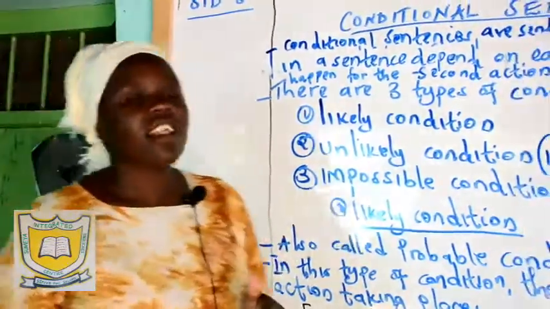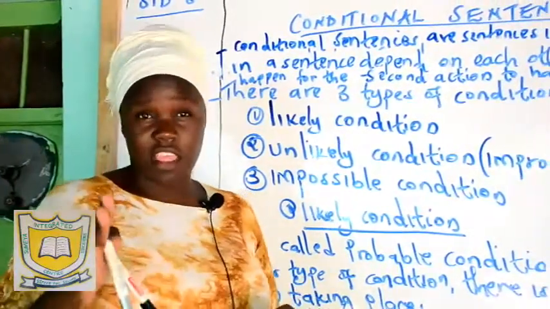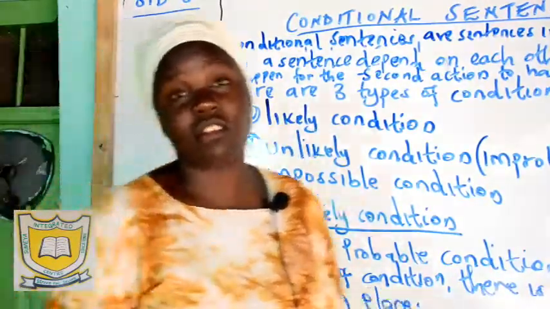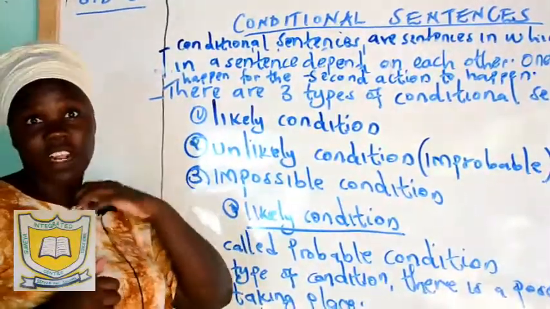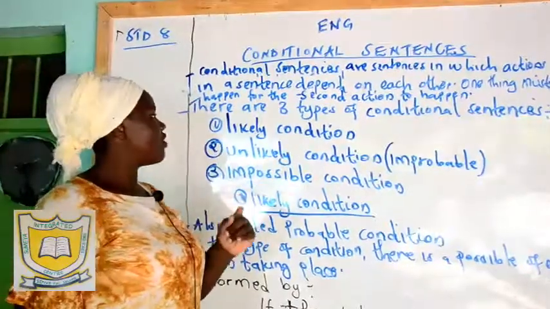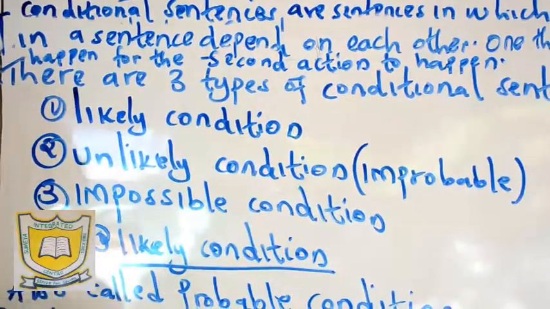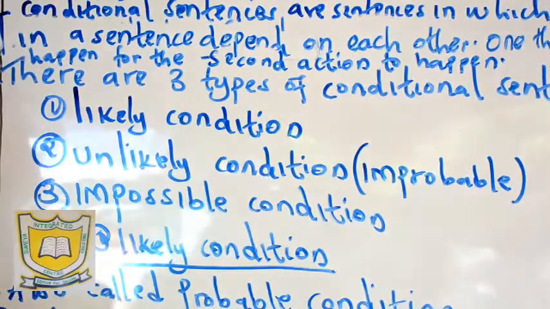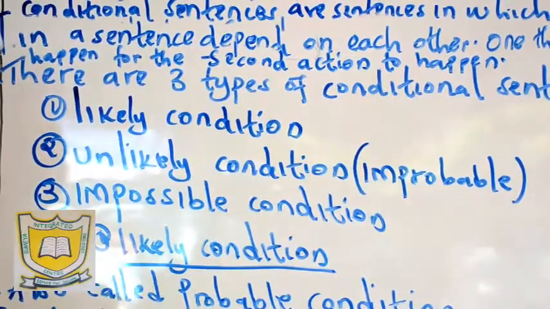Now, conditional sentences are also called the if clauses. Why? Because conditional sentences are formed by if. When we talked about conjunctions, we talked about conjunctions of condition, and if is one conjunction of condition. We have three types of if clauses. Number 1 is the likely condition. Number 2 is the unlikely condition, also called the improbable condition. And number 3 is the impossible condition.